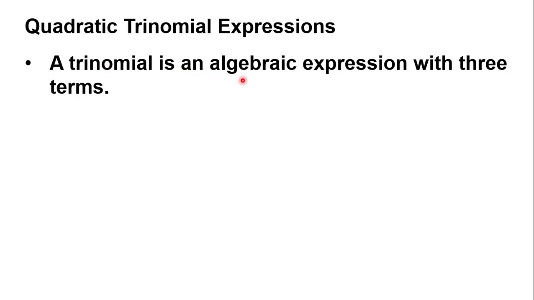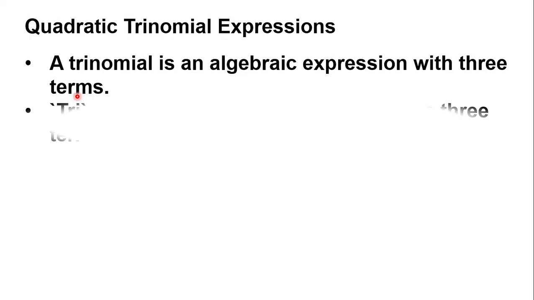The third type of quadratic expressions is called trinomials. Tri means 3, or some pronounce this as trinomial. Tri is 3 of them, 3 terms. So a trinomial is an algebraic expression with 3 terms. Tri means 3, 3 terms.